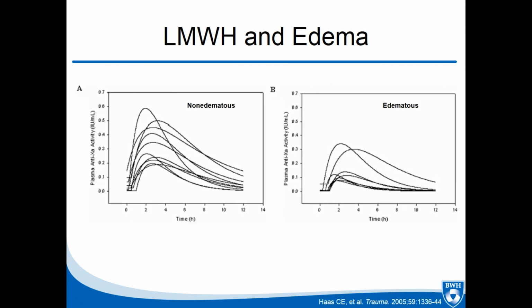The same is true in patients who are considered edematous, with administration of low molecular weight heparin. In non-edematous patients, you can see we have this nice clear anti-Xa curve of activity, but in edematous patients, you get a decreased peak and a shortened duration of action. That definitely makes it questionable when you have to think about the absorption in these patients.